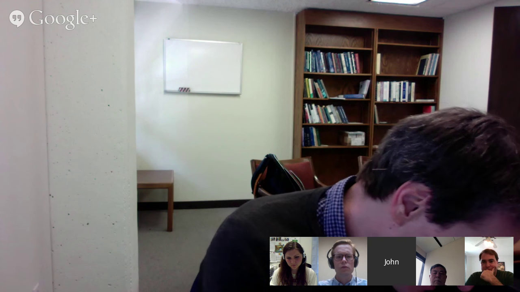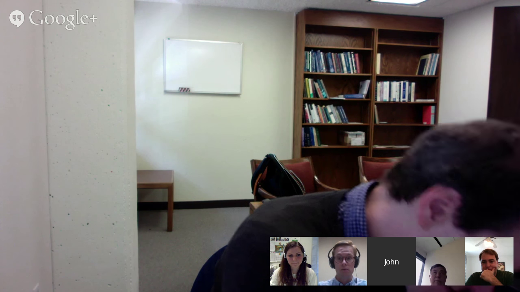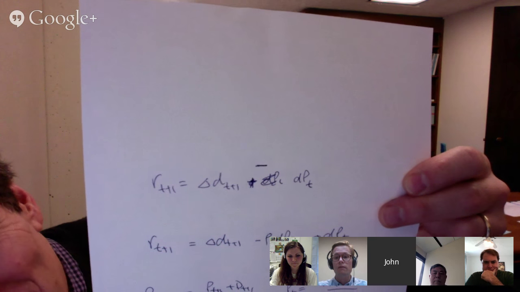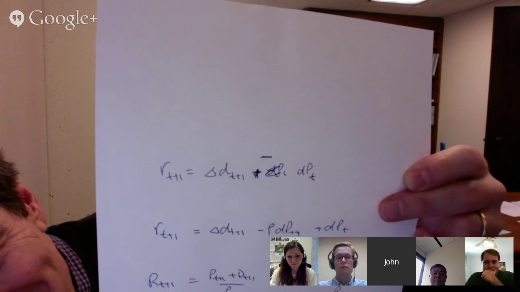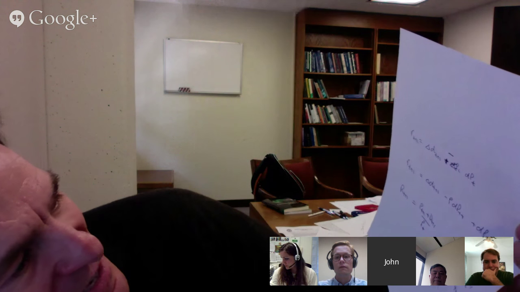Is there a minus in your very first top equation? Oh, probably. So return tomorrow is dividend growth minus price dividend ratio. Thank you. Return tomorrow is dividend growth minus the dividend. Yes, thank you very much, Adam. Did I screw up the second one? Let's see.